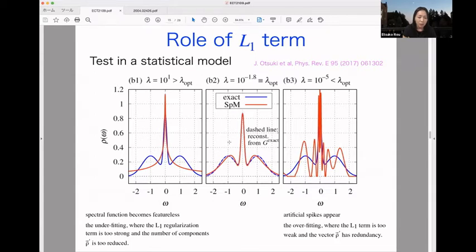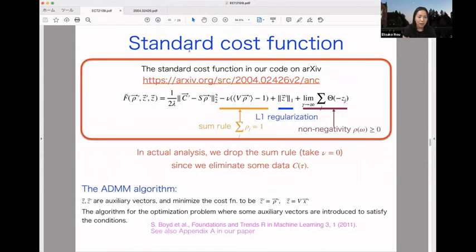And so in the sparse modeling analysis, we tune the value of lambda and find the good spectral function. The algorithm is very complicated, so you can find the numerical code. I didn't know that Shinaoka-san also opened the code, so we also opened our numerical code on the arXiv page, and I think it may be the same standard cost function. So this is our cost function.